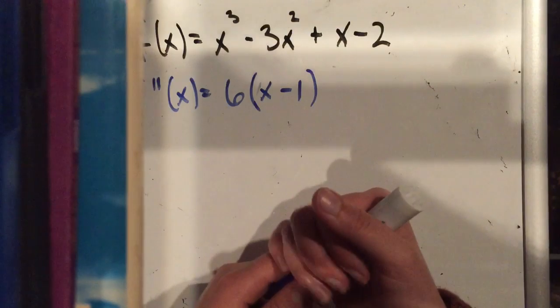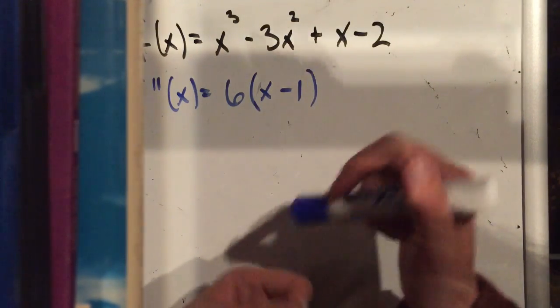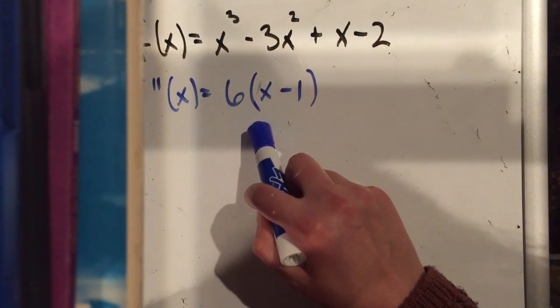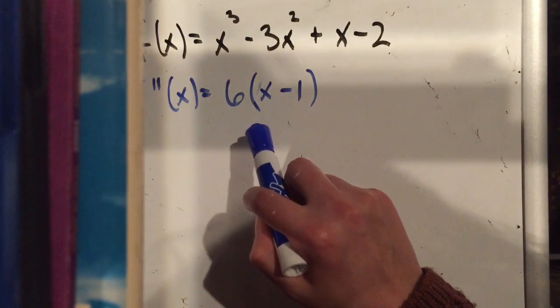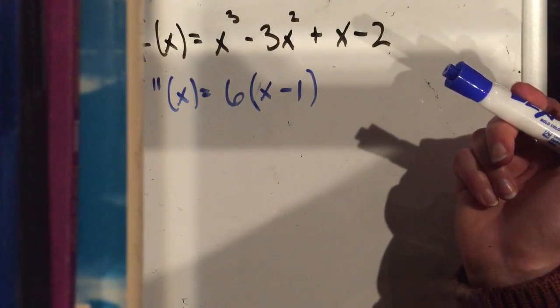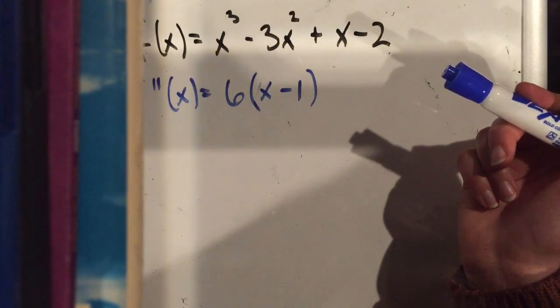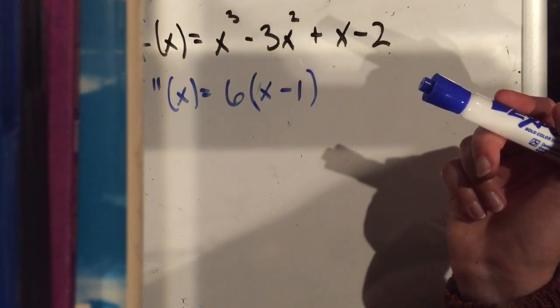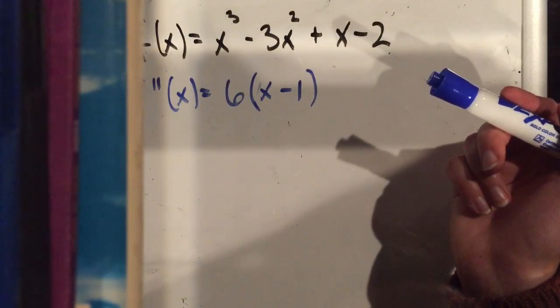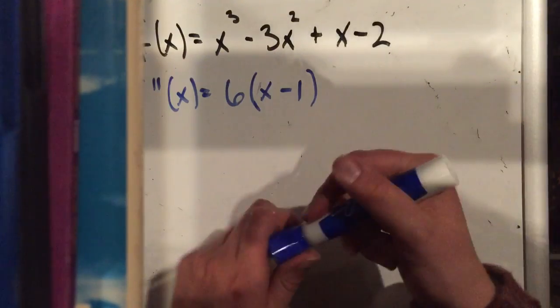To test for concavity, we have to take the second derivative of the function and plug in the x values that we are testing. And if it's positive, it's concave upward, and if it's negative, it's concave downward. If it's equal to 0, that means that there is no concavity, or it's an inflection point.